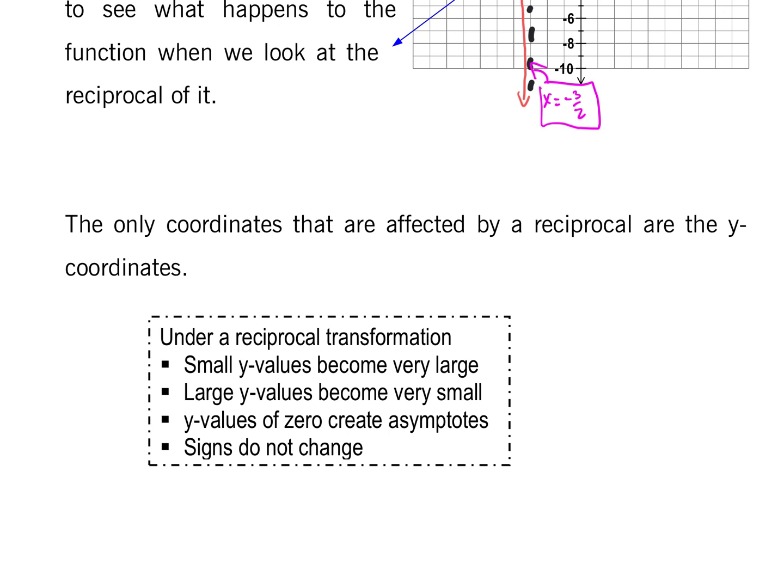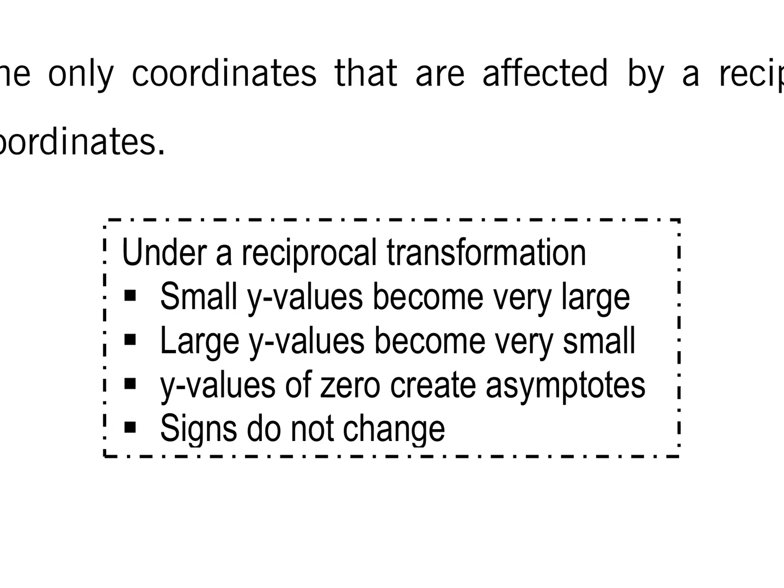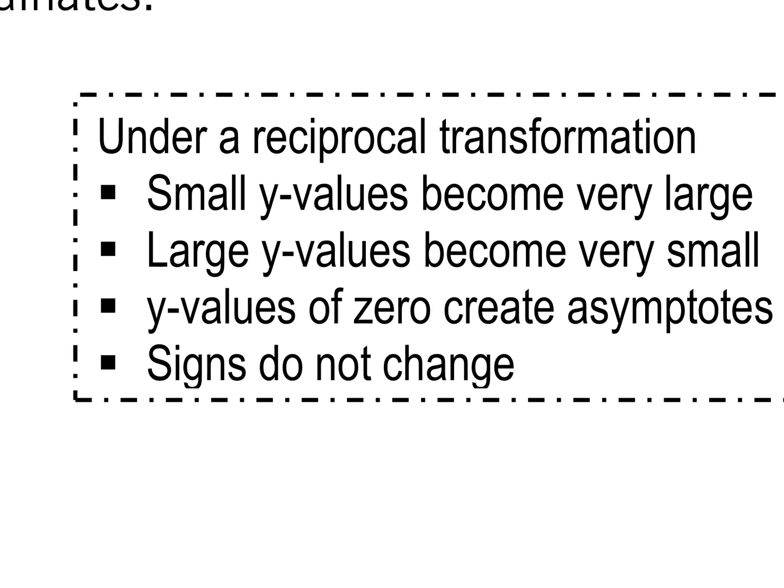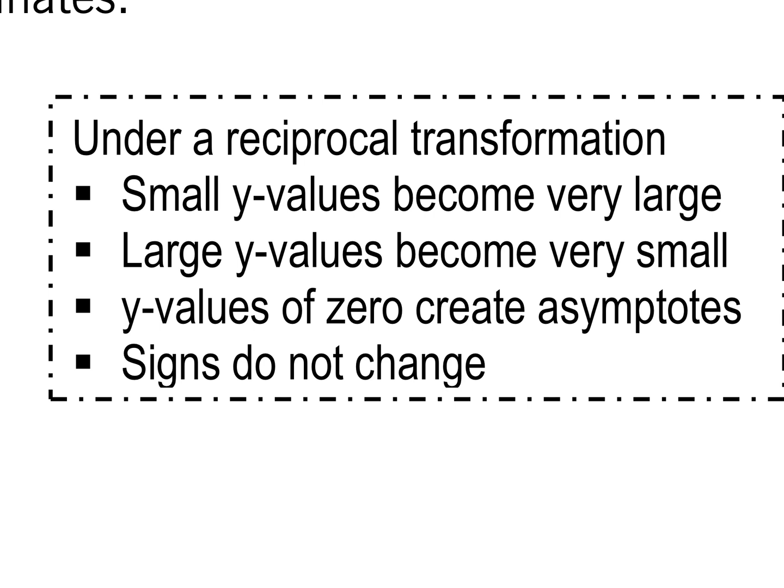Now, when you take the reciprocal of a function, x doesn't change, y does. And this just summarizes what we talked about. Small y values become very large. Large y values become very small. Y values of 0 create asymptotes. And signs don't change. Even if a big number becomes small or a small number becomes big, positives remain positives and negatives remain negatives.